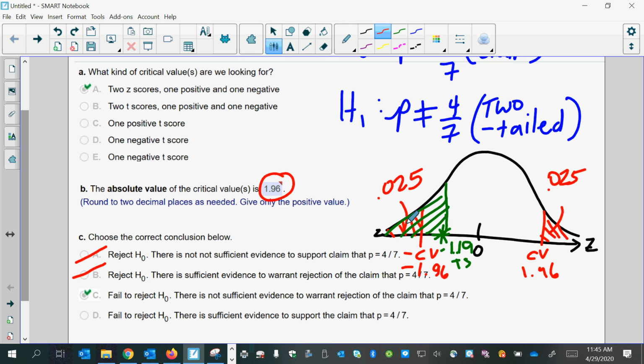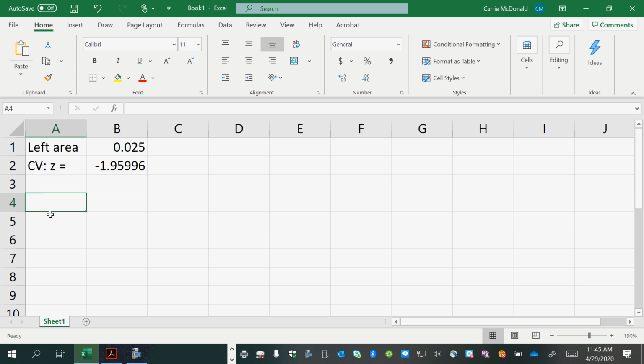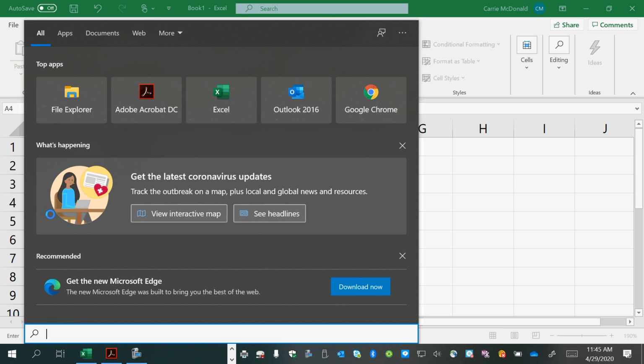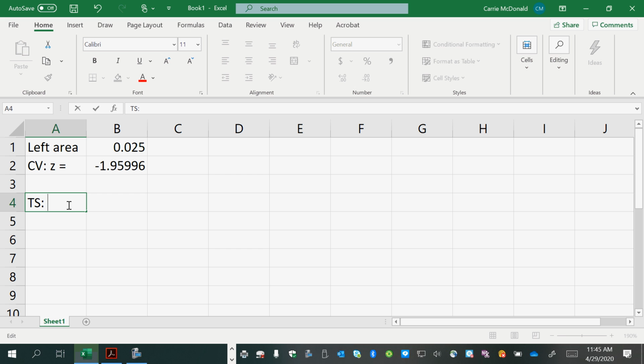Now, if you like using the p-value method, you could figure out the p-value from here. You don't need to. We can already see in the sketch that the test statistic is not in the rejection region. But if you were trying to find the p-value, you would take your test statistic, z equals negative 1.19, I believe. And then you would find half of the p-value, and it's only half this time because it's a two-tailed test.